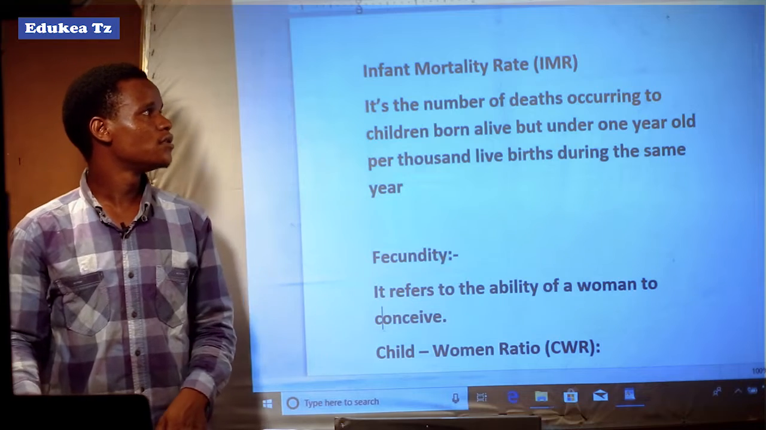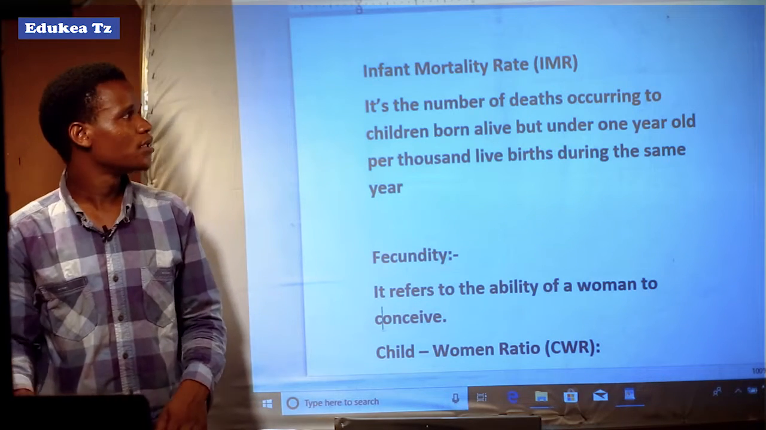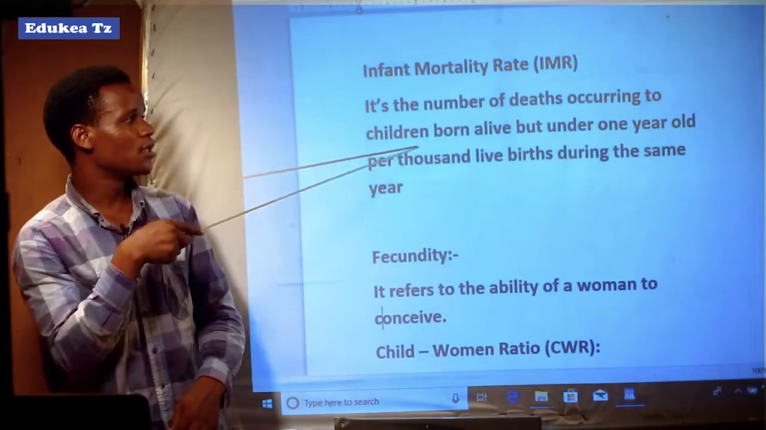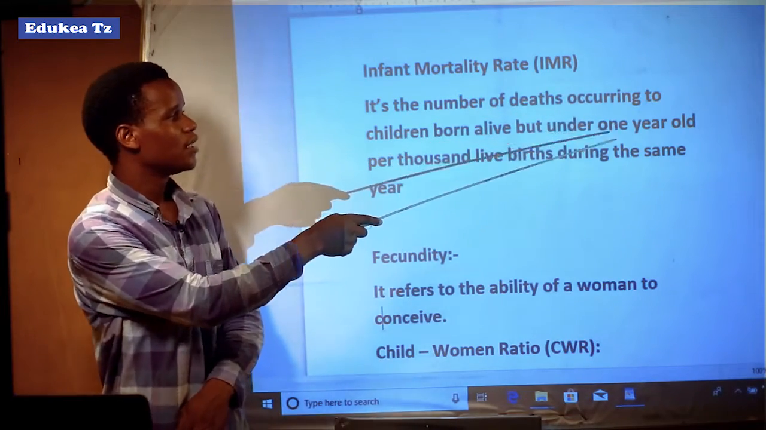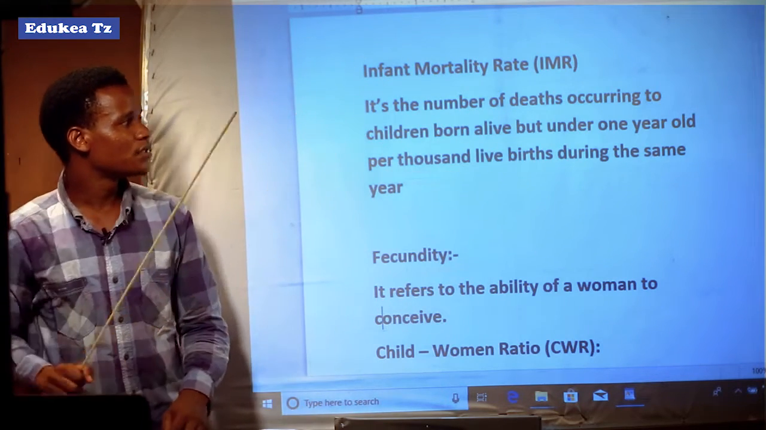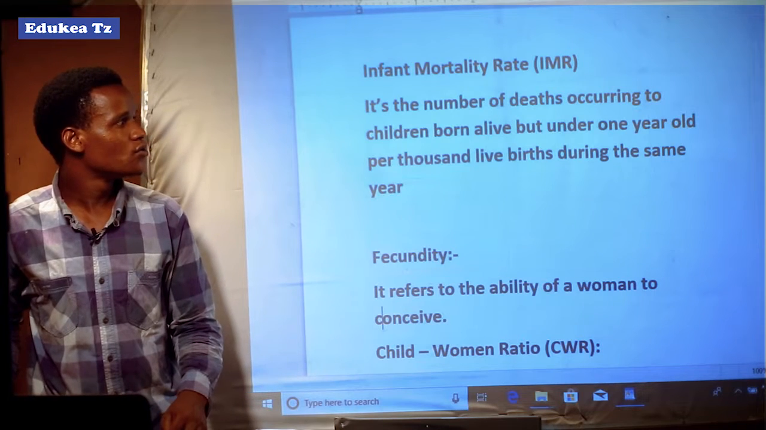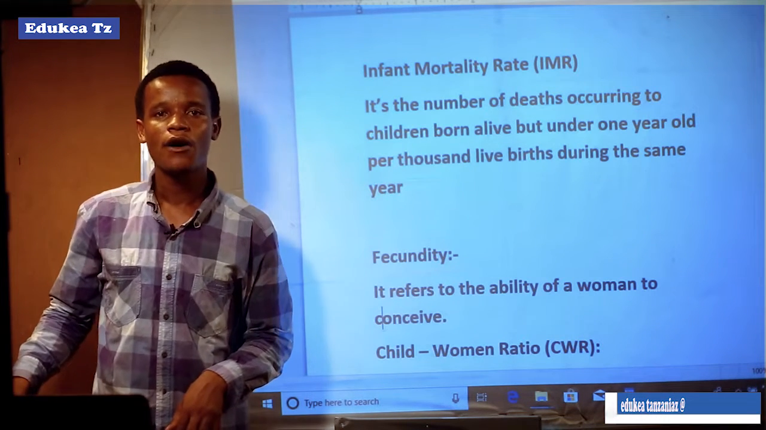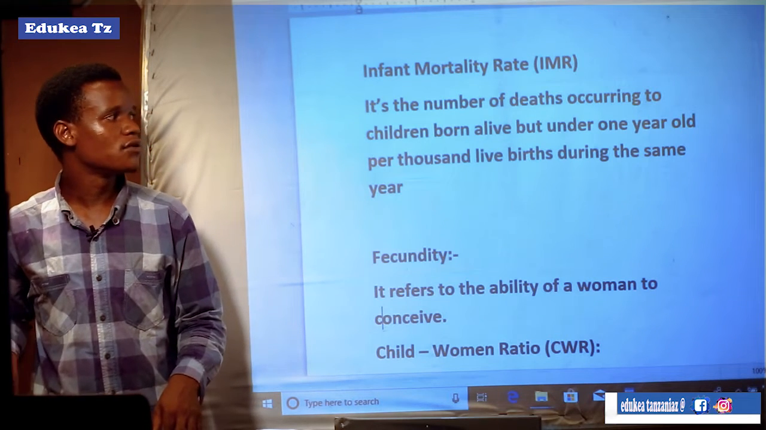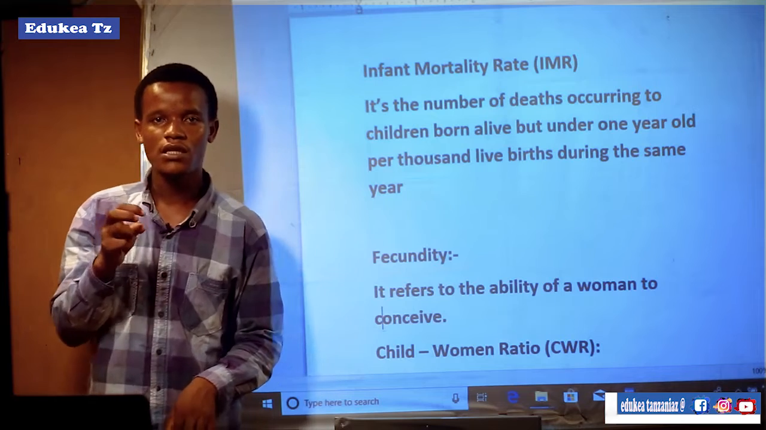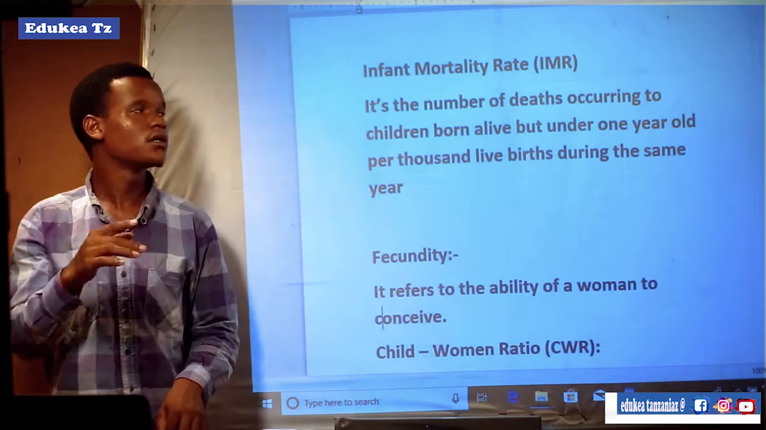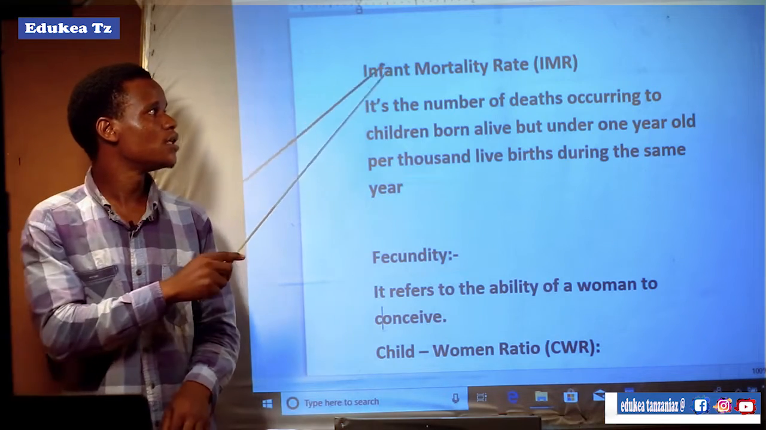Another terminology found in population is infant mortality rate. Infant mortality rate is the number of deaths occurring to children born alive but under 1 year old per thousand live births during the same year. Here we look at the number of deaths occurring to children of 1 year old. Those children that died at 1 year old are categorized into infant mortality rate.